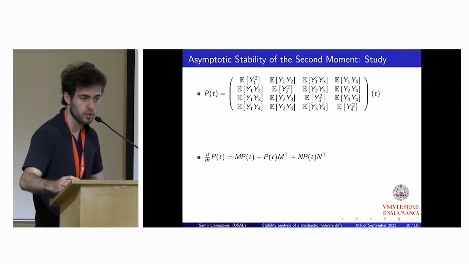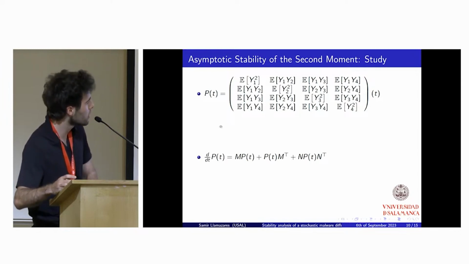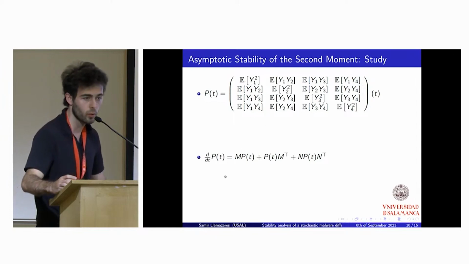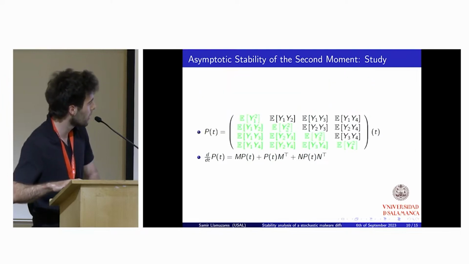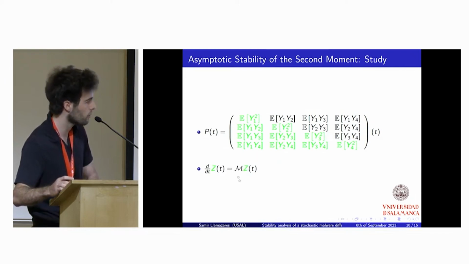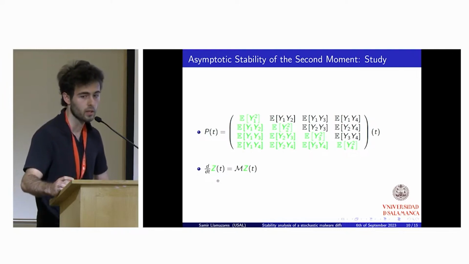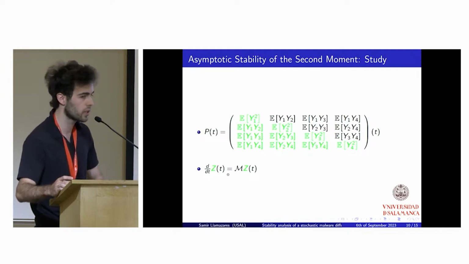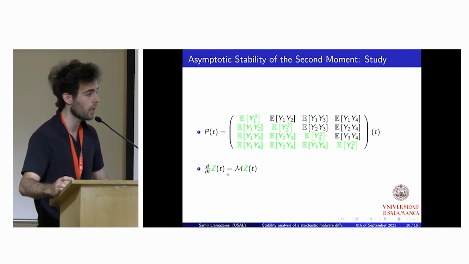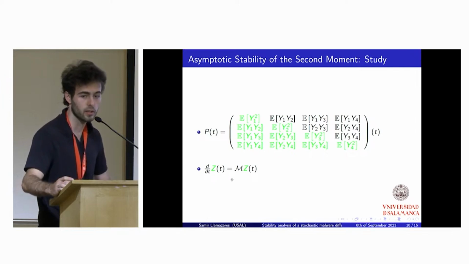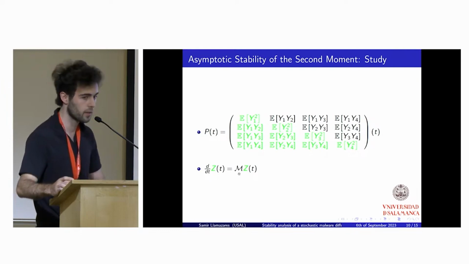So to do that, first we simplify the problem a bit more. We note that the matrix that describes the second moment is symmetric. So we only need to study the lower half of the components. These components in green. If we call Z the vector formed by these components, then we have this differential equation. So now what we have to see is that the solution to this differential equation is stable. And this is now a very simple linear deterministic differential equation. So all we have to do is study the eigenvalues of this matrix M.